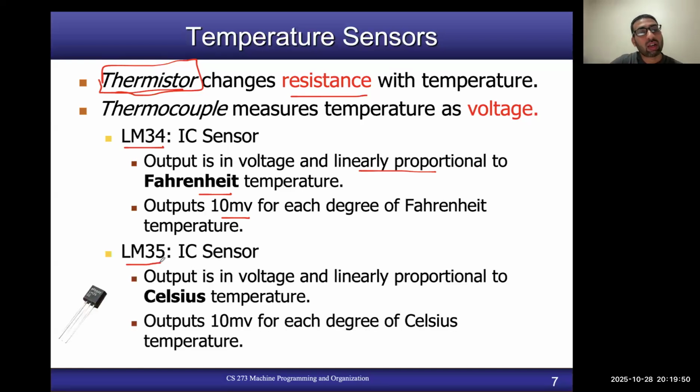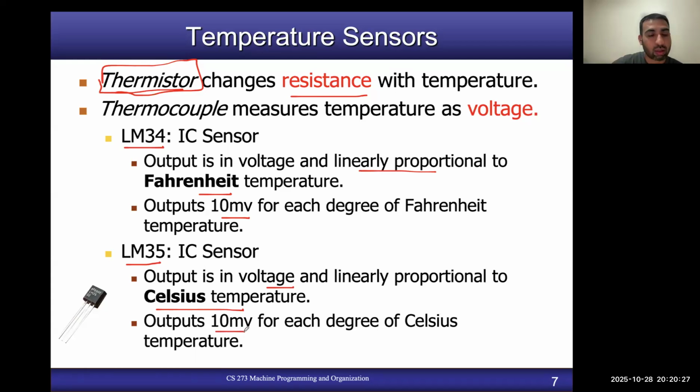You also have LM35, which does exactly the same thing as LM34, with the difference that it measures the ambient temperature in Celsius. Its output is also in voltage, but the output voltage is linearly proportional to Celsius temperature, not Fahrenheit temperature. Using the same example, if the ambient temperature is 0 Celsius, the output will be 0 millivolt. But when the temperature rises to 1 degree Celsius, the output will be 10 millivolt.